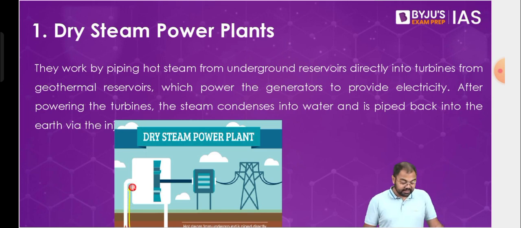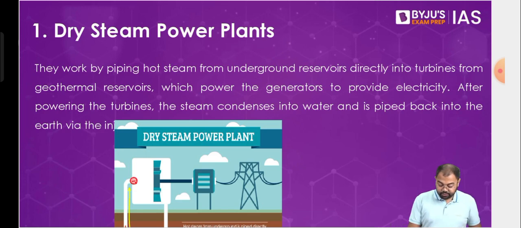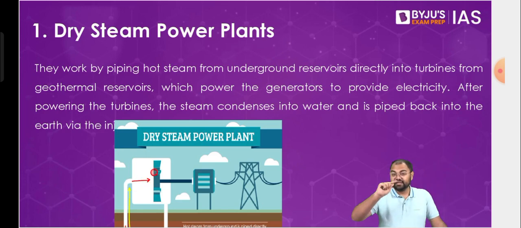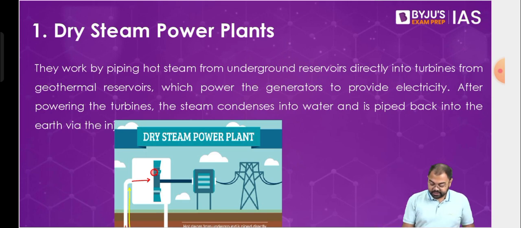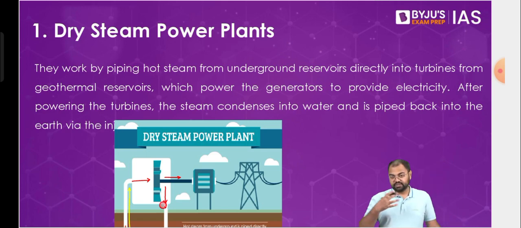All right, this steam comes to the surface, and this steam directly goes towards the turbine. While it goes towards the turbine, it helps in the rotation of the turbines. Once the rotation of the turbines happens, this leads to the generation of electricity.